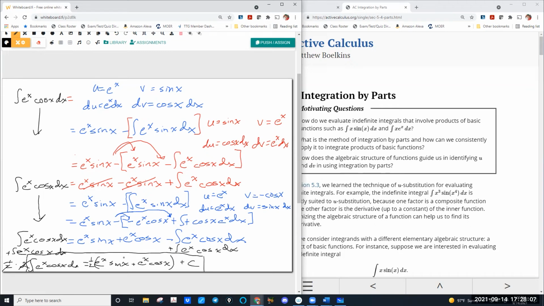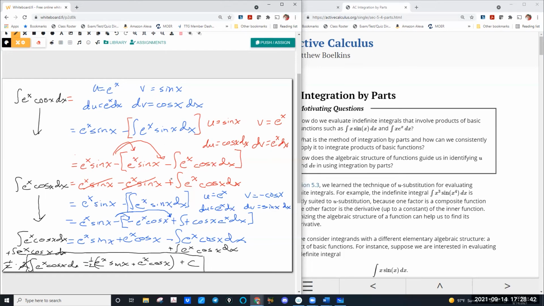So this one, again, is not an obvious move if you've never seen it before, which is why we were doing this one together. And it worked because I chose e to the x for u both times. It doesn't have to be e to the x both times for it to work. I could have let u be cosine the first time, and then let u be sine the second time. So you either have to pick the exponential and be consistent, or pick the trig function for u both times and be consistent.